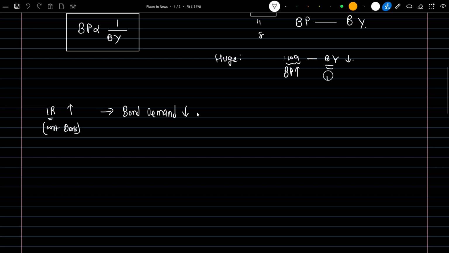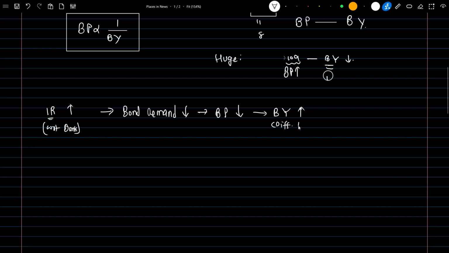Whenever the demand for the bond is less, the bond price will be less. Whenever the bond price is less, there will be a huge difference between the maturity amount and the current bond price. So bond yield will be more, because the difference is more.